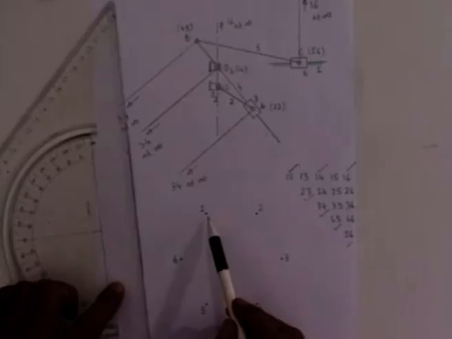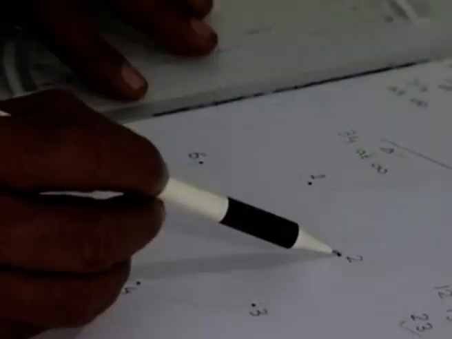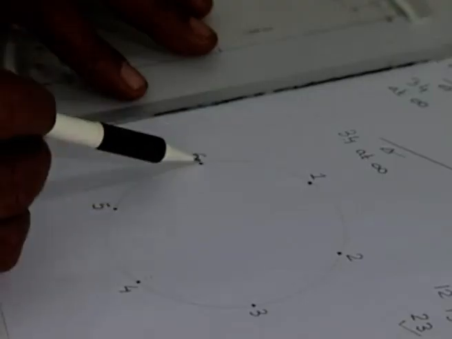But because there are so many numbers, it will be quite confusing if we do it haphazardly. It is better to do it a little more systematically. To do it systematically, I put these link numbers 1, 2, 3, 4, 5 and 6 at equal spacing on the circumference of a circle. This diagram is in fact called a circle diagram. Here links are represented by these numbers 1, 2, 3, 4, 5, 6.